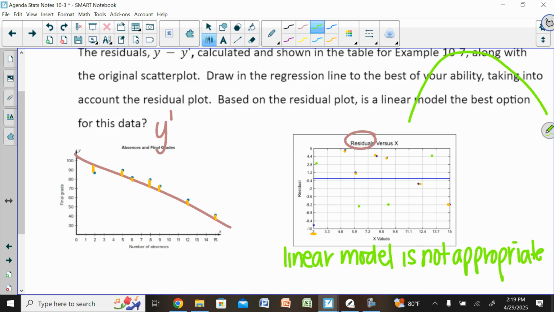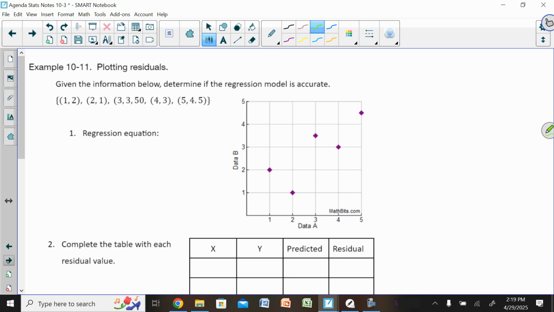Maybe it's logarithmic, exponential decay, something like that. All right, so now let's get down to plotting our residuals. So we've got some information. I gave you the data. This is my scatter plot, data A and data B. There's a lot of plots on this page, so let's make sure we've got everything.